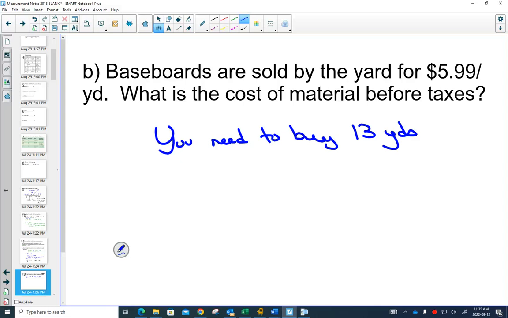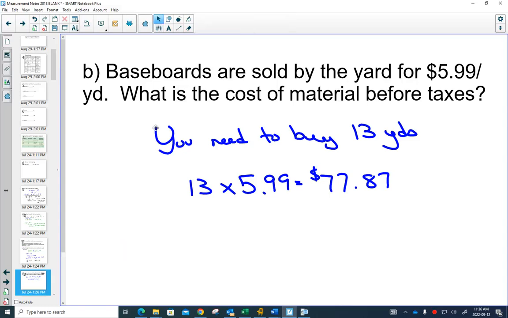Then what is the cost? 13 times $5.99, $77.87. And that's before taxes. What are taxes in Manitoba right now? 13? 5% GST and 7% PST, so 12%. So you would have to pay an extra 12% on this.